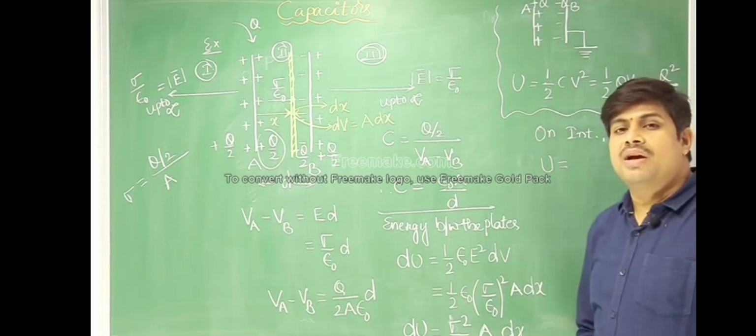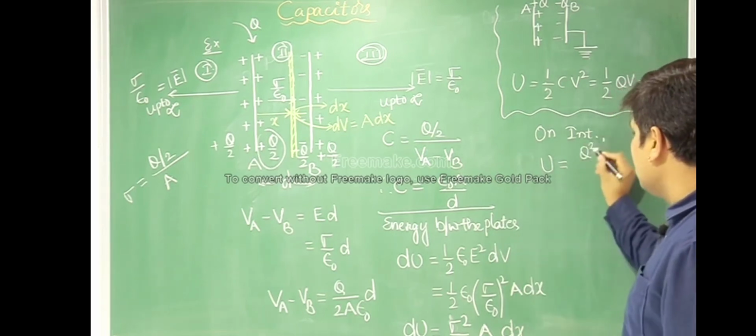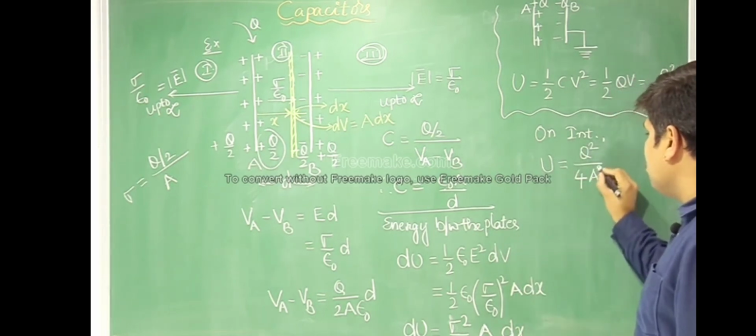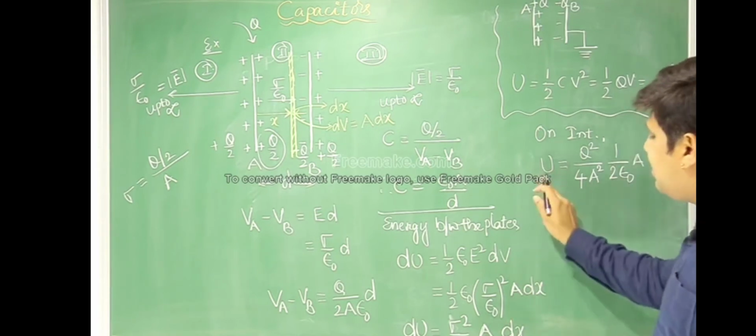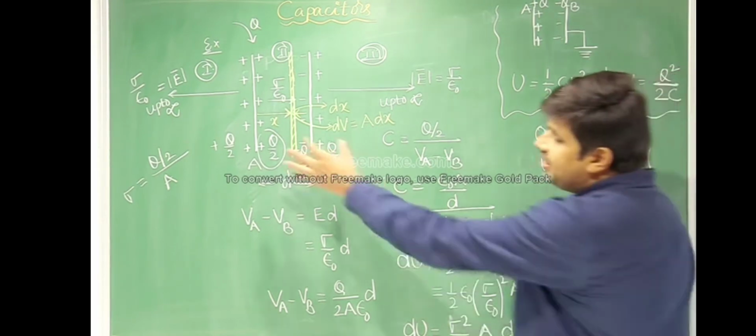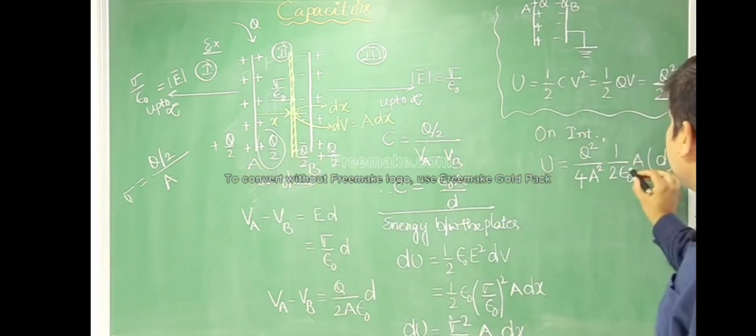Whereas sigma square, observe sigma square. Sigma square is how much? Q square by 4A square. So sigma square is q square upon 4A square, into 1 by 2 epsilon naught. The same thing. And into A, left side integral dU became U. Right side integral dx will become integral dx. dx is a small strip. Integral dx will become d. So if you calculate this, A gets cancelled.